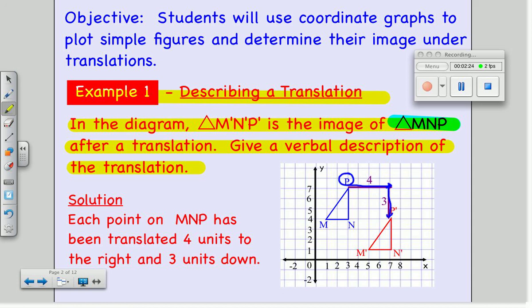So that means that triangle MNP, which is this one here, has been moved 4 units to the right and 3 units down from this location here. So it started here where the red is. Then I moved the whole triangle 4 units to the right, 3 units down, and made a new triangle there. Okay?